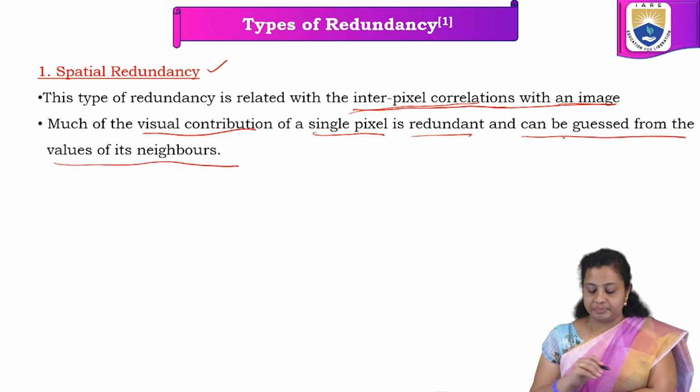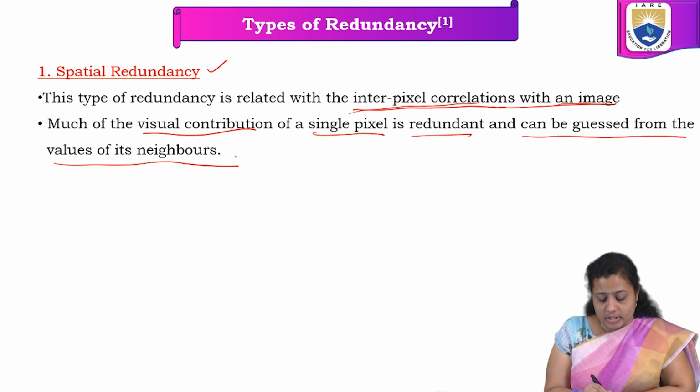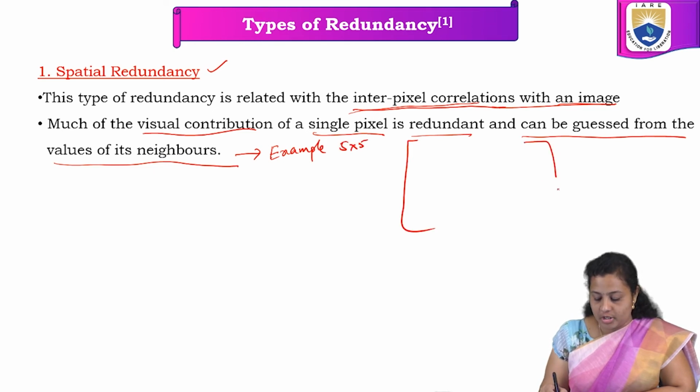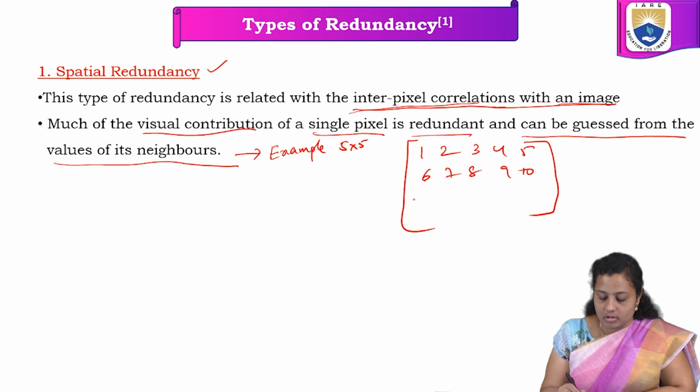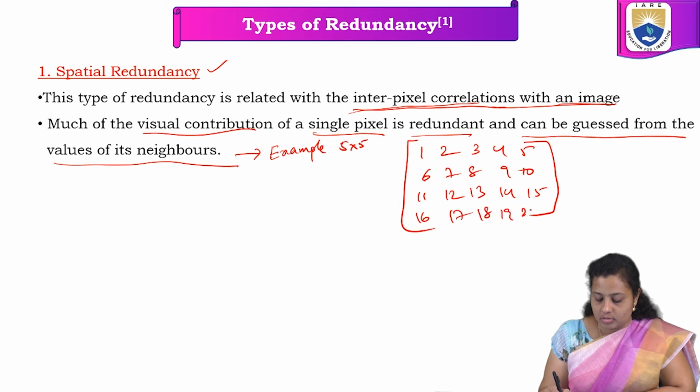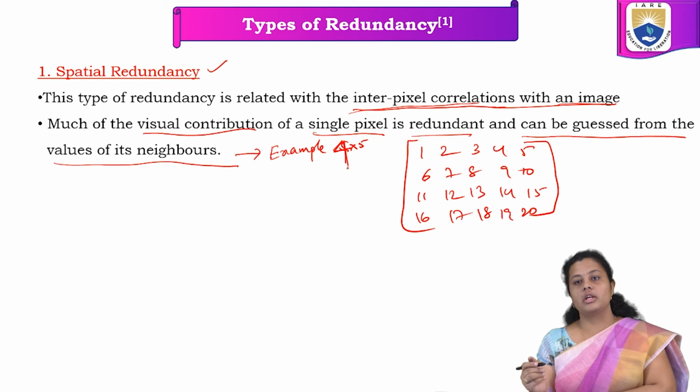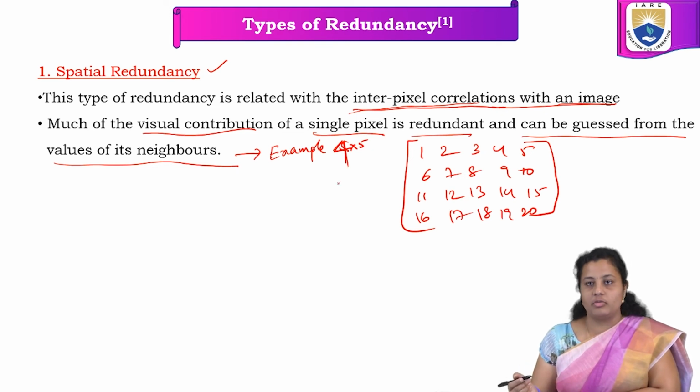To understand it better, let me consider an example of a 5 cross 5 image: 1, 2, 3, 4, 5, 6, 7, 8, 9, 10, 11, 12, 13, 14, 15, 16, 17, 18, 19, 20. For simplicity, let me consider this 4 cross 5 image.